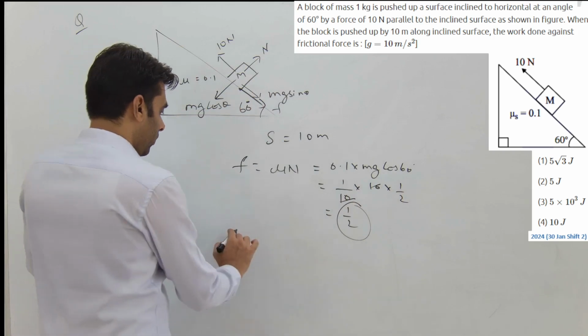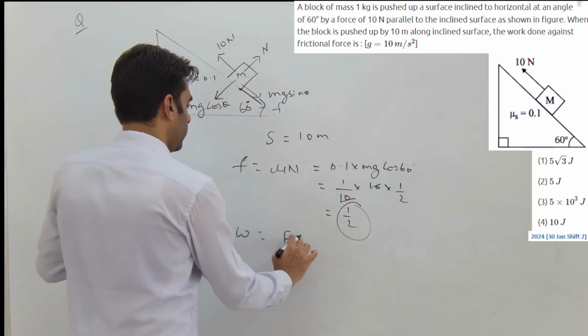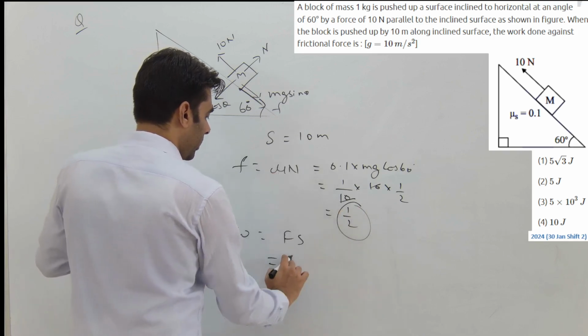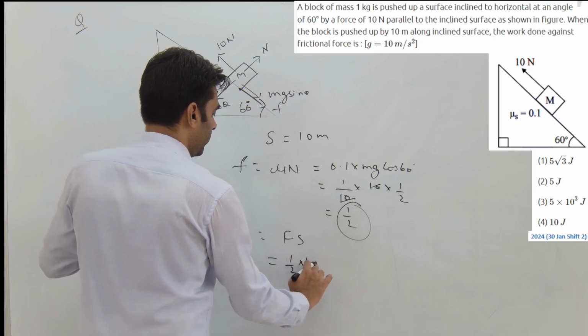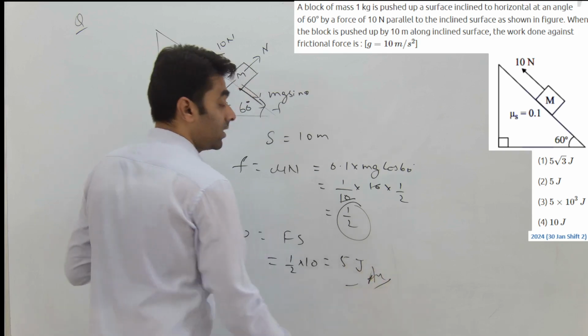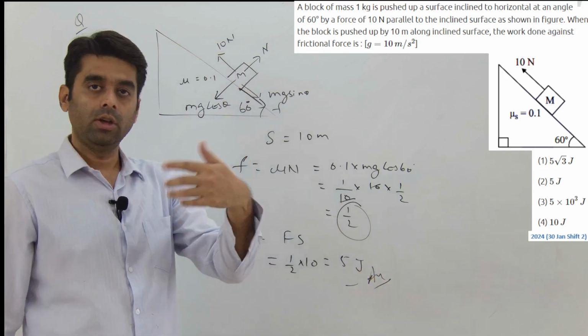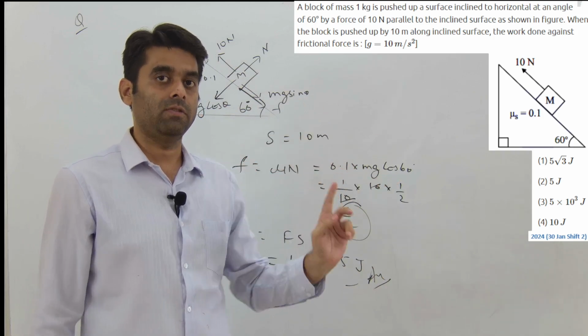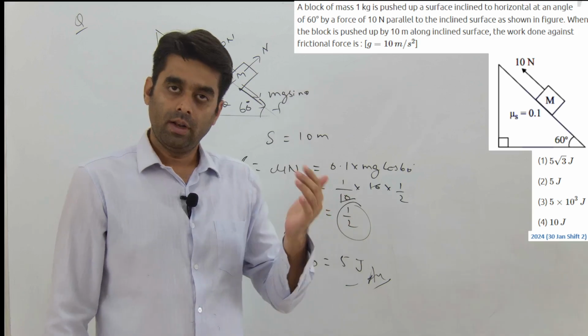So work done will be force into displacement. Force is 1 by 2, as we got, and displacement is 10. So we will get 5 joule. And they are asking us the work done against friction. So obviously the work done by friction will be minus 5 joule, but the work done against friction will be 5 joule only. Let's move ahead.